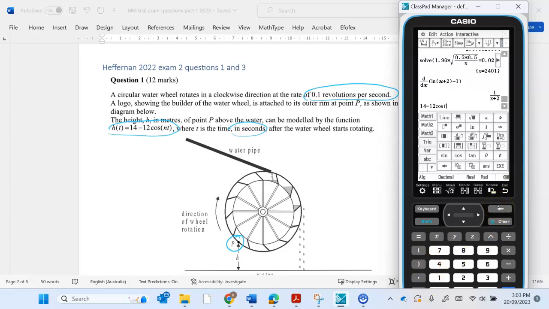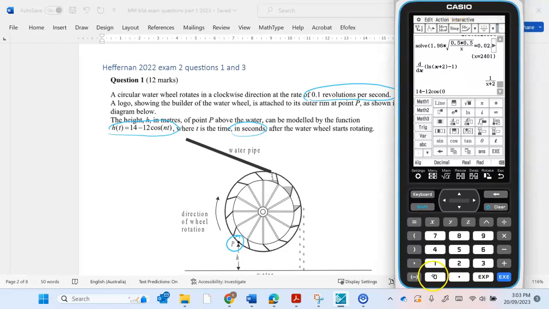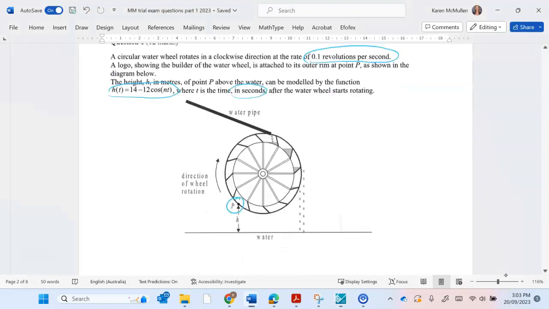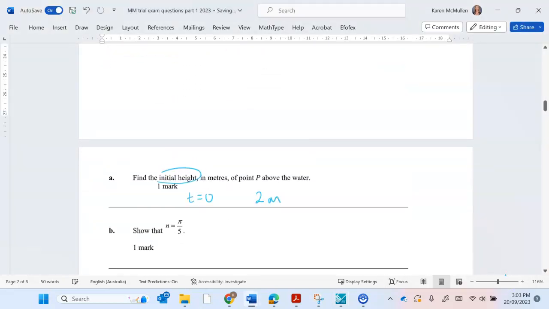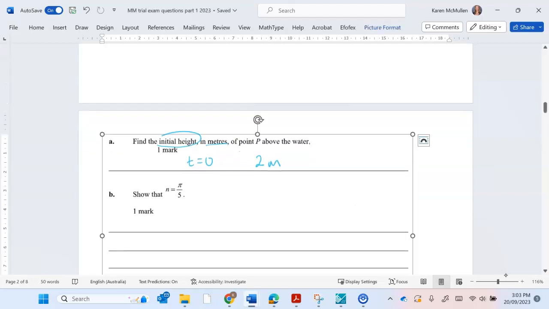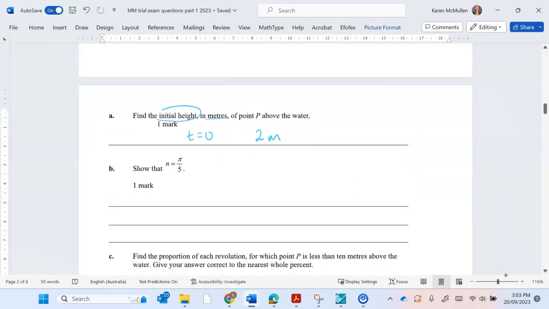It's really annoying when I can't get 0. There you are. All right, so it's 2. So 2 meters. Now, because it's already said meters in the question, you do not need to repeat the units. So we can just write 2 if we wanted to. Show that n equals pi on 5.